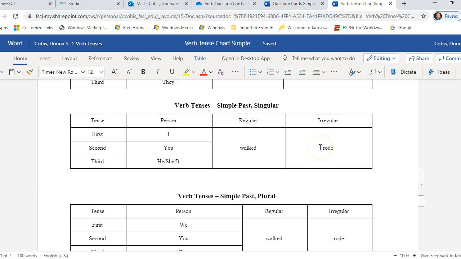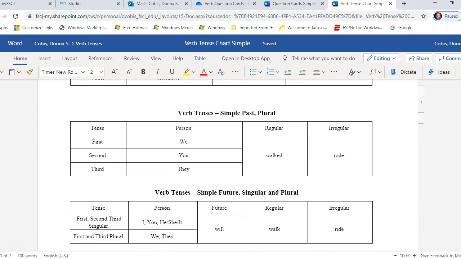He rode his bike through the neighborhood last night. She rode her bike through the neighborhood last night. Now we use the simple past tense plural. Now the pronouns are we, you, again, and they. But the regular verb tense is the simple past tense where I add ed, or the spelling changes for rode.